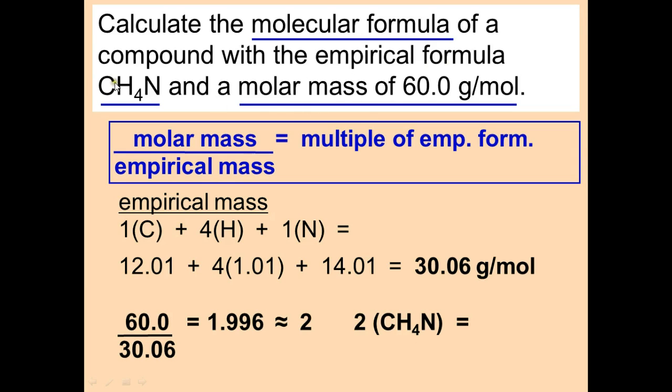So molar mass and empirical formula will always be given to you, and all you do is multiply this multiplier by the empirical formula, so you distribute the 2 to all the subscripts. 2 times an imaginary 1 is 2. Then 2 times 4 is 8. And then 2 times the imaginary subscript here, which is 1, is also 2. So it's C2H8N2. That is the final answer, the molecular formula of this compound.